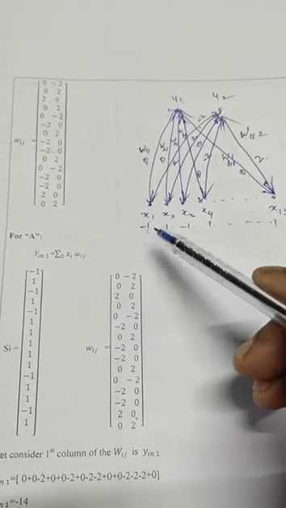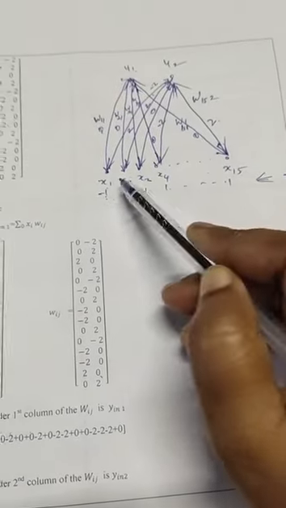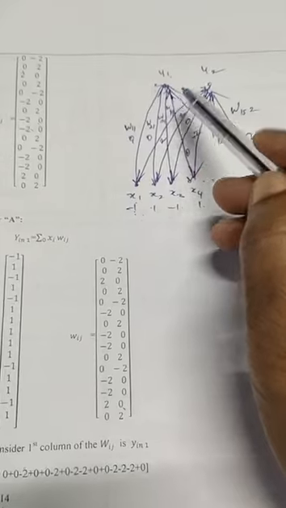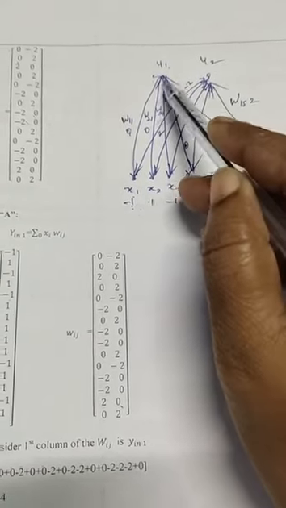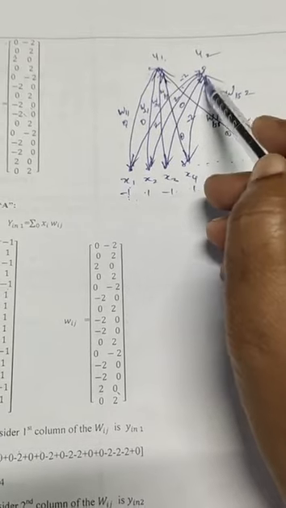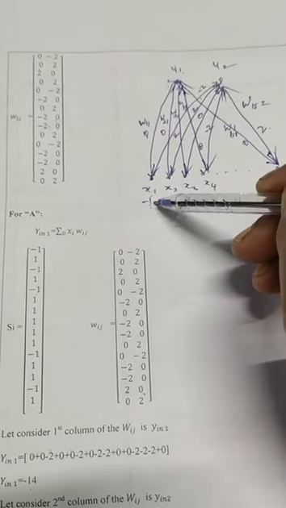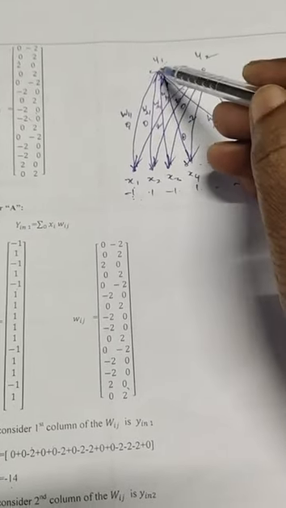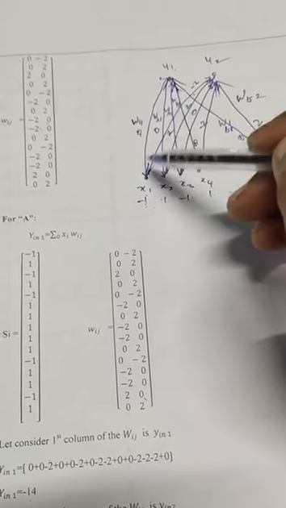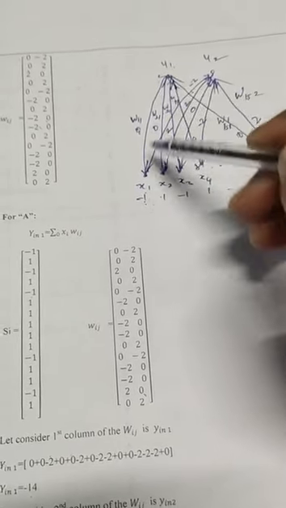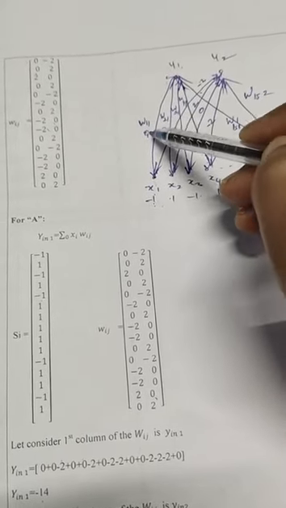Now my input pattern consists of 15 bits, so I have to take 15 neurons, X1 to X15. And my output pattern consists of 2 bits, so I have taken Y1 and Y2, 2 neurons at the output layer. Now I have to connect each input neuron with the output neuron by means of bidirectional paths. So it is bidirectional, with arrows both ways. This bidirectional path is connected by the weight matrix.